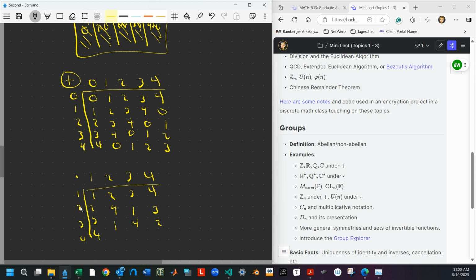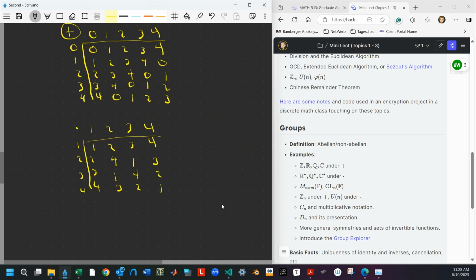4 times 2 is 8, so that was 3. 4 times 3 is 12, which is 2. This is 16, so that's 1, right? And notice here that this is interesting because, first of all, we never get 0, so no two things multiply together to give us 0, so that's going to be an important fact.